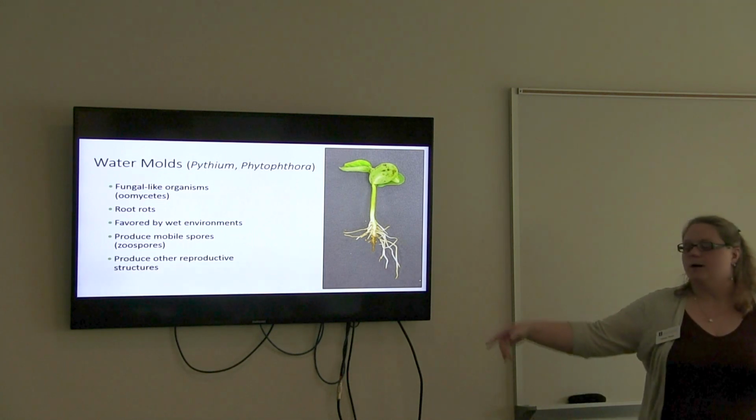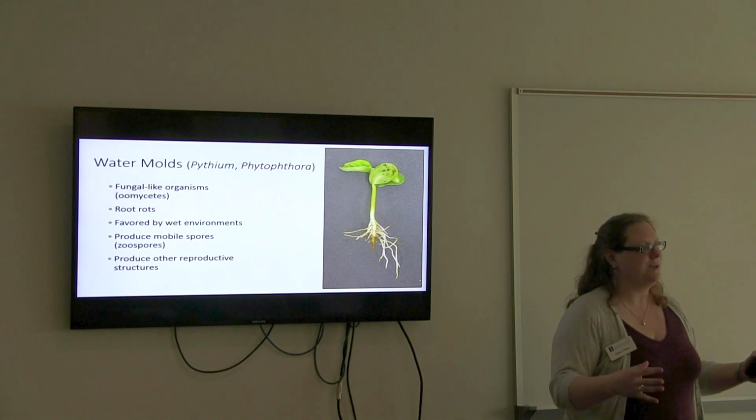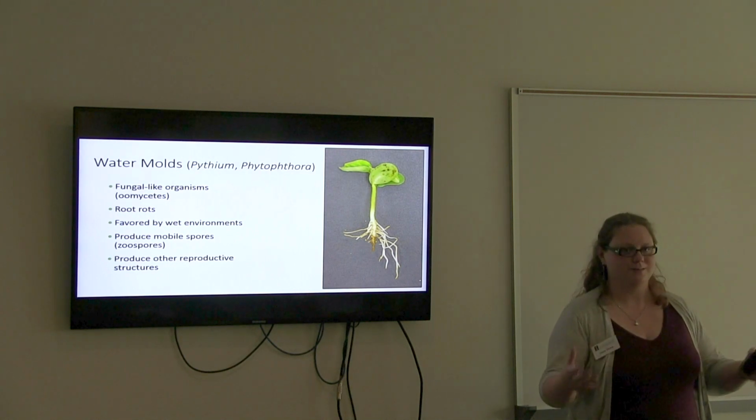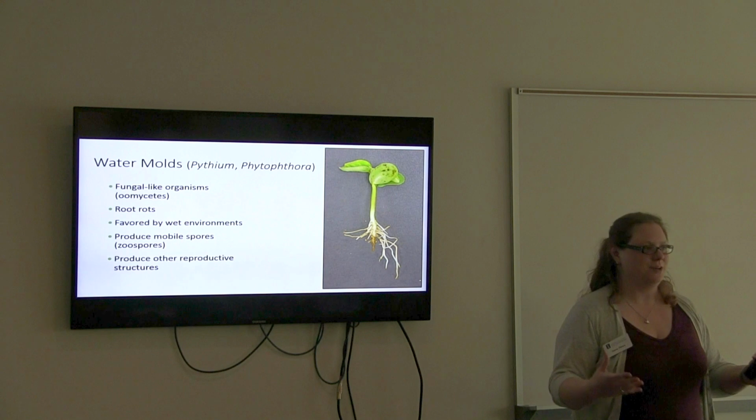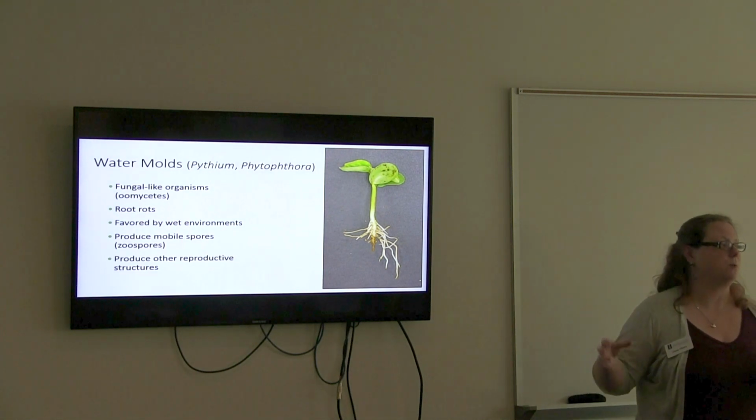They also produce reproductive structures that are resting structures, which means that once they contaminate a field or a system, they can stick around for years. So this is one of the reasons that these particular pathogens are really problematic.